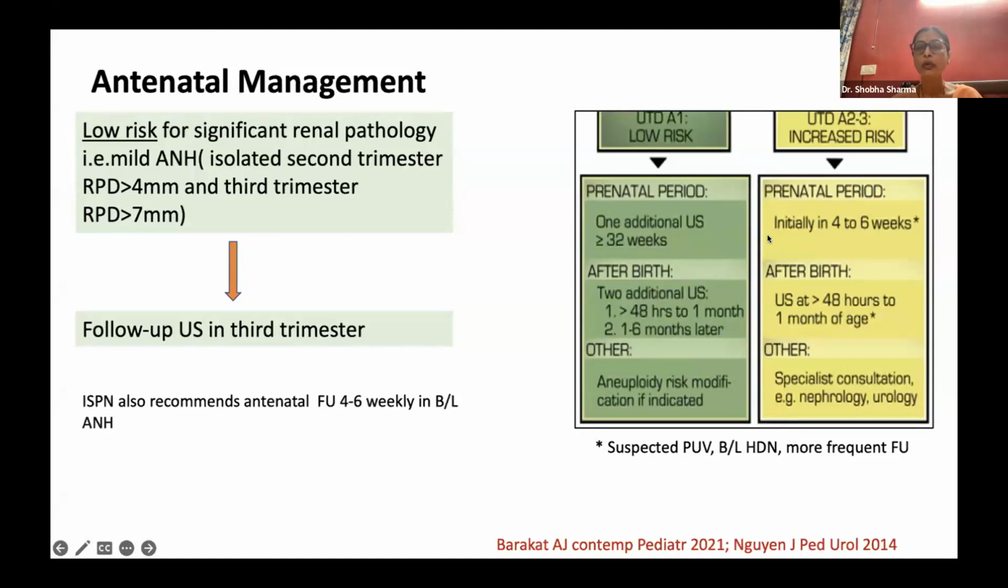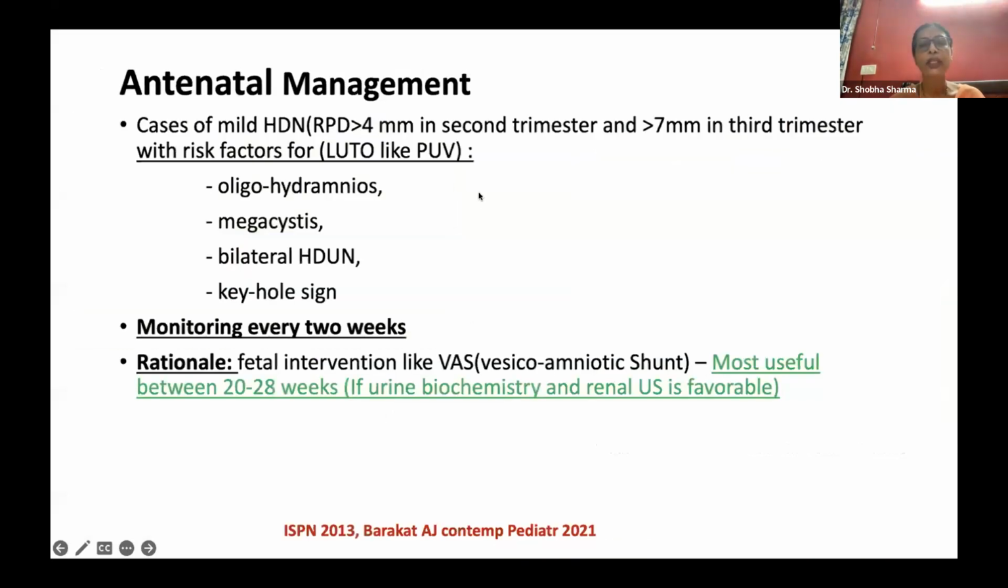Whereas in the high risk group, the UTD group has suggested more frequent follow-up, every 4 to 6 weeks, and the same is the guideline given by our Indian Society of Pediatric Nephrology, which says that if it is significant or moderate to severe antenatal hydronephrosis, follow-up should be done 4 to 6 weekly, except in some cases where we are suspecting lower urinary tract obstruction like PUV. So what are the markers or risk factors for PUV in the antenatal period?